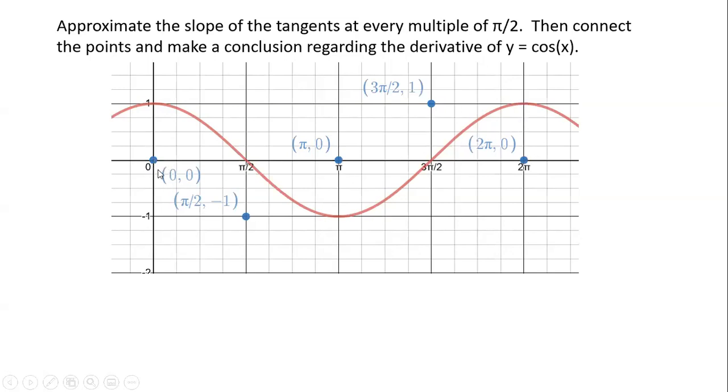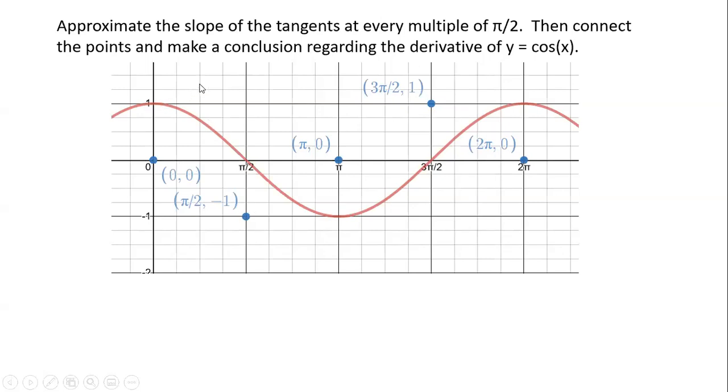So now look at these dots and ask yourself what you think the equation of this derivative line is, because these points seem to be tracing out the derivative path of the cosine function.